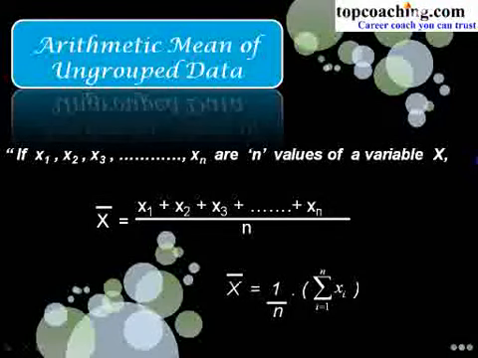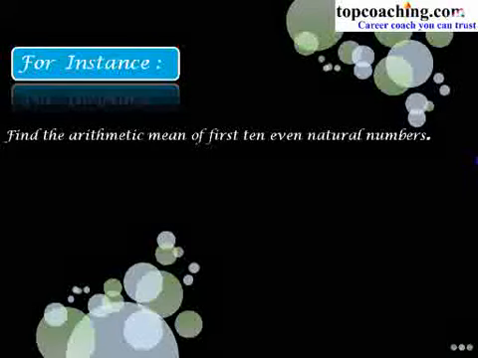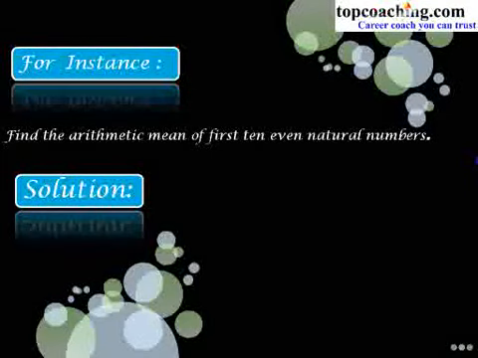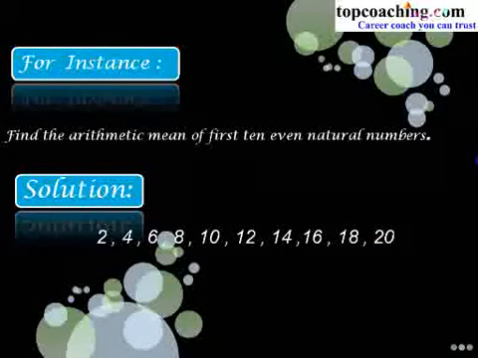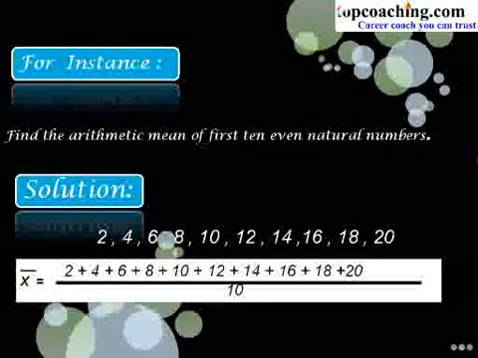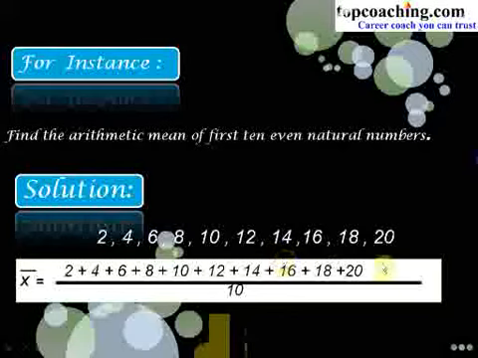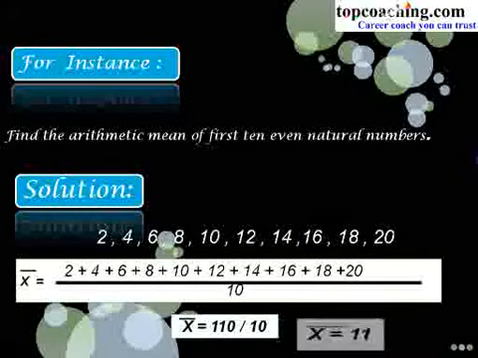Now the next example illustrates the use of this definition in finding the arithmetic mean of individual observations. Let's say, find the arithmetic mean of first 10 even natural numbers. As students, we know the first 10 even natural numbers would be 2, 4, 6, 8, 10, 12, 14, 16, 18 and 20. Now we have to find the arithmetic mean. We simply add these values from 2 to 20 and divide by 10, because there are total 10 numbers from 2 to 20. So it comes to be 110 divided by 10. So the arithmetic mean of first 10 even natural numbers is 11.